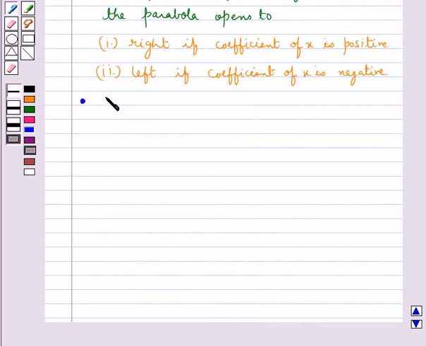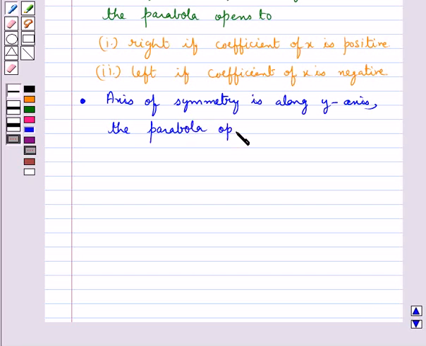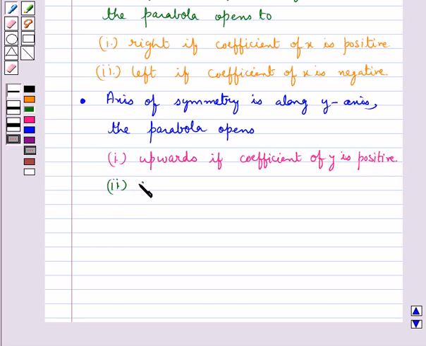Then we have, if the axis of symmetry is along y-axis, then the parabola opens upwards if coefficient of y is positive and it opens downwards if coefficient of y is negative.